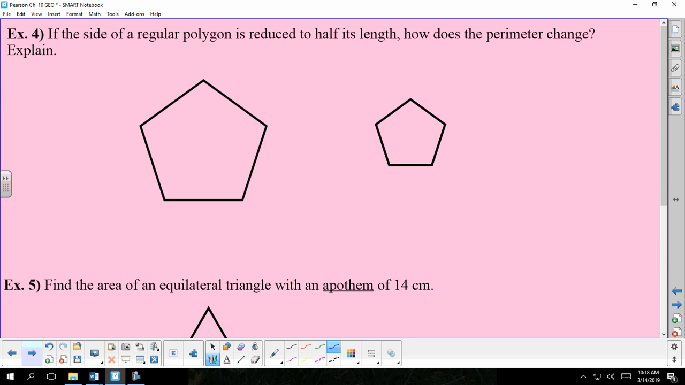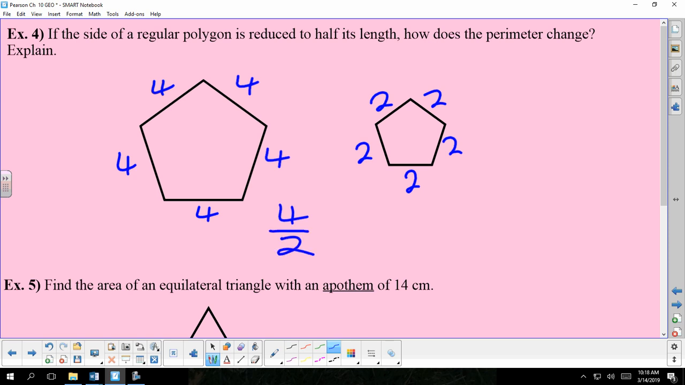If the side of a regular polygon is reduced to half its length, how does the perimeter change? Right? So in 10.4, we already looked at this, right? Let's do a quick example using some numbers. So here we have a scale factor of 4 to 2, which is 2 to 1. There's our scale factor.